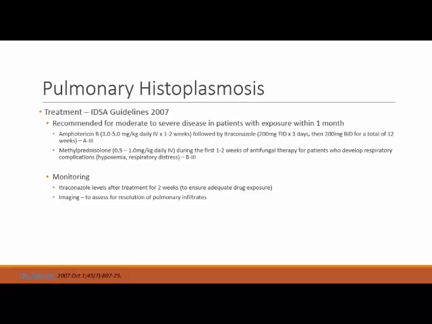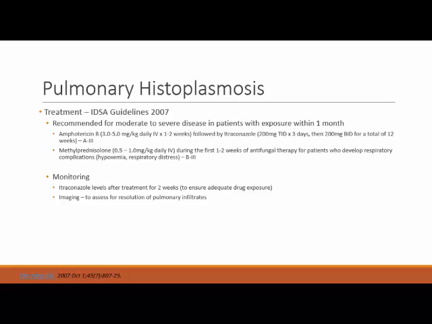For pulmonary histoplasmosis, the treatment from the IDSA guidelines in 2007, they do recommend treatment for moderate to severe disease in patients who are exposed within a month. The treatment course is a total of 12 weeks. Amphotericin B is the load from 3 to 5 milligrams per kg for 2 weeks IV, followed by itraconazole for maintenance of therapy. There's an itraconazole load for 3 days, followed by BID dosing for a total of 12 weeks.